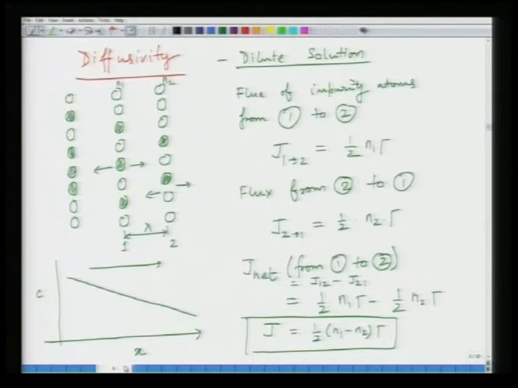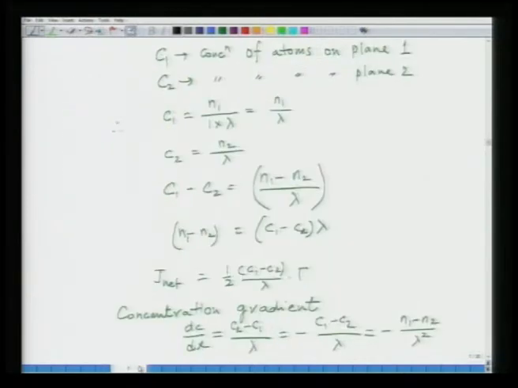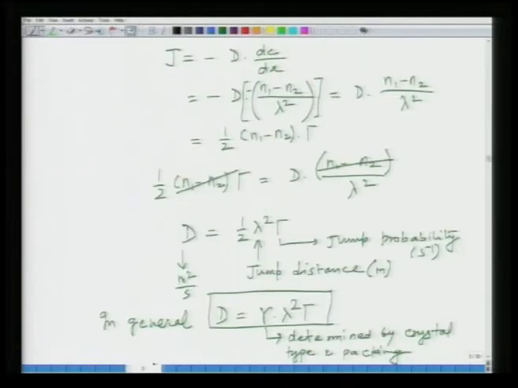And then we went into what is diffusivity. Taking the case of dilute solutions, we looked at the planes of atoms in a material and the flux from one plane to another back and forth, and from that we could find the net flux. From this we derived diffusivity as a function of a constant which is determined by the crystal type and packing density, lambda which is the jump distance, and tau which is the jump frequency.